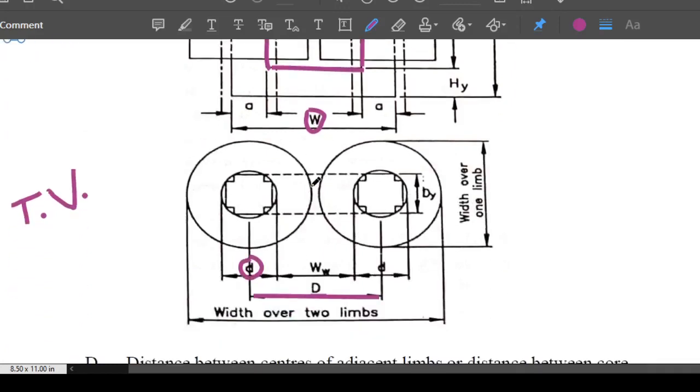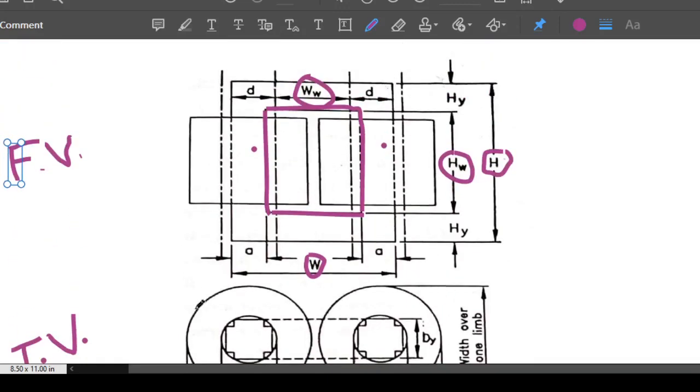The same way, from the top view you can easily find out the width. You cannot say the height, but you can find the width of the window WW. And what about this? I told you the top and bottom portions are called yoke. So this portion is called the yoke, and this is the height of the yoke, and this is also the height of the yoke.